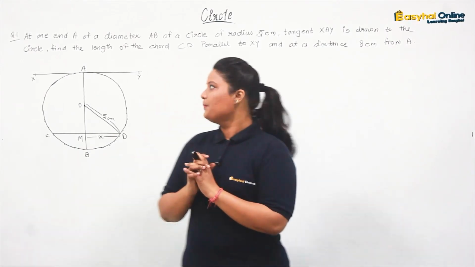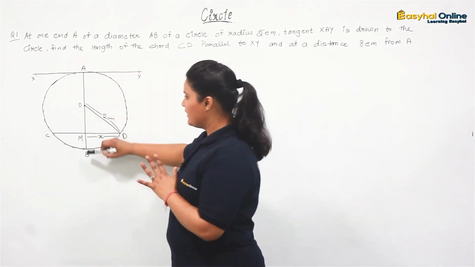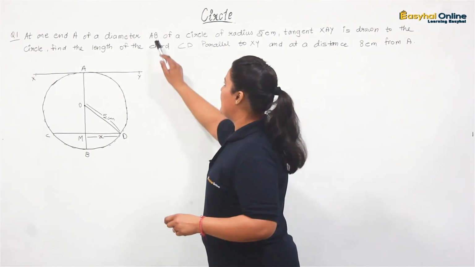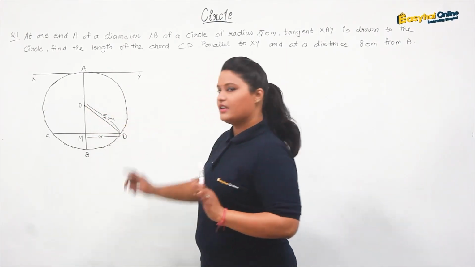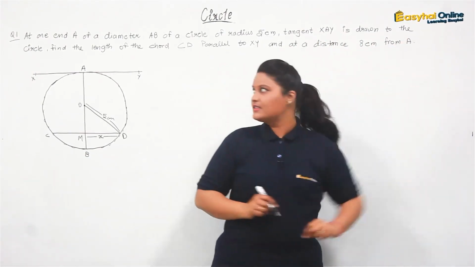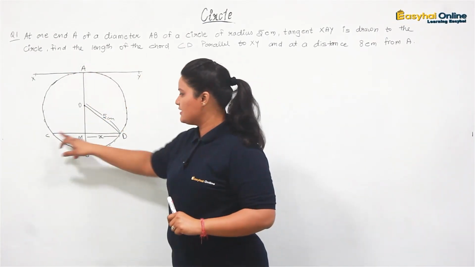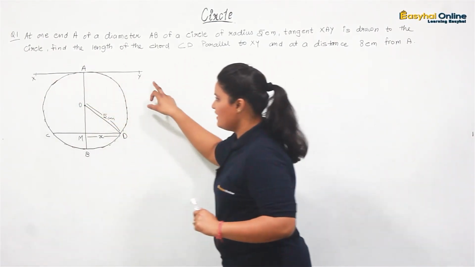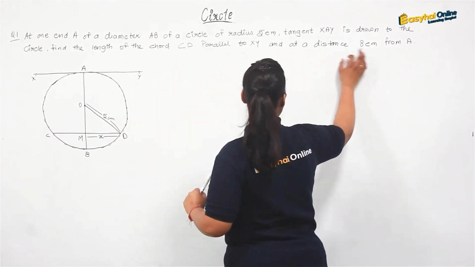Okay, class? My first question is: this is the diameter AB, and this is one end A, of a circle of radius 5 centimeter. The tangent XAY is drawn to the circle. Find the length of the chord. You can see there is a chord CD parallel to XY, at a distance 8 centimeter from A.